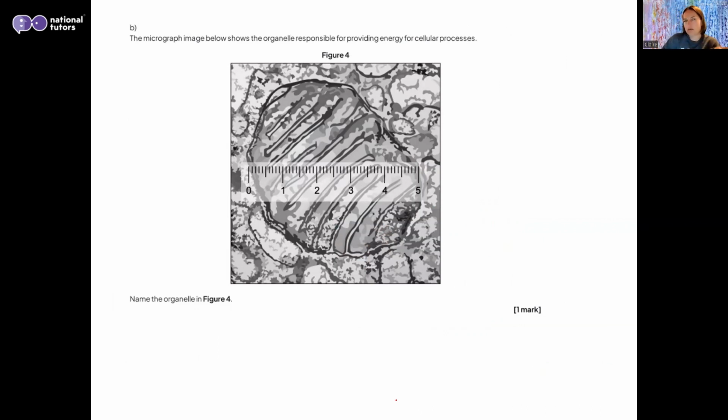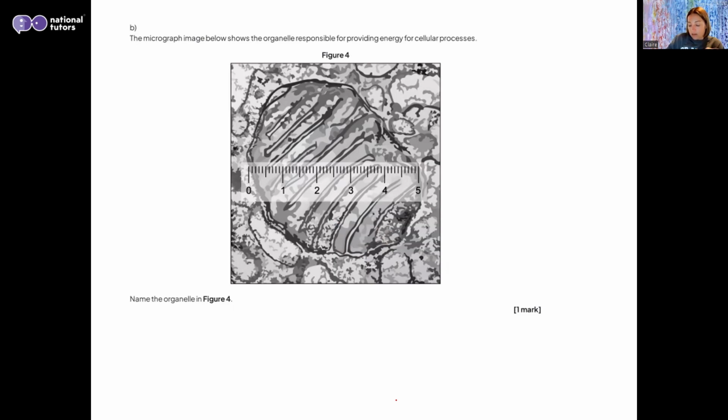Already on to some example exam questions. Now, I might throw these in between sessions or in the middle of the sessions or right at the end. We are going to go through some exam questions. So, for example, this is a nice, simple one. It says here, the micrograph image below shows the organelle responsible for providing energy for cellular processes. All they want to know is, what is this called?